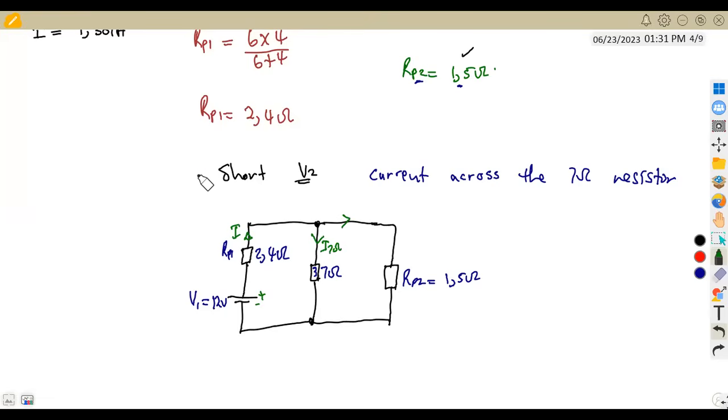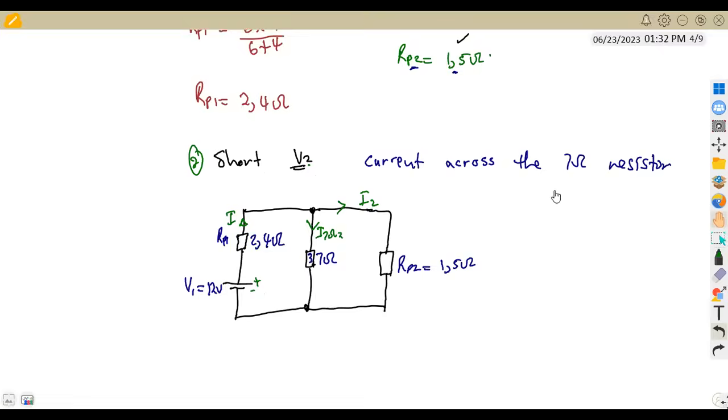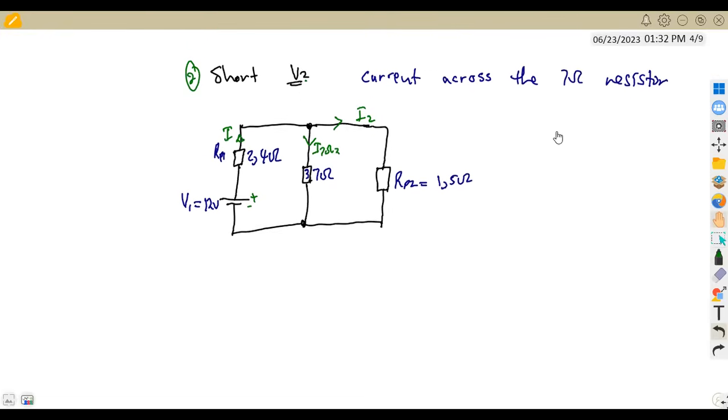But this is now for the second, when we are talking about V2, so we are just going to have it as a 2 here. Then the other current, we can just name it current 2, whatever name you want, even IX. So what we need is to calculate this current that is flowing across the 7 ohm resistor. As we saw previously, it was the total current that helped us to calculate this current using the current divider rule. I'm not going to redraw this diagram because we had it from the first part.